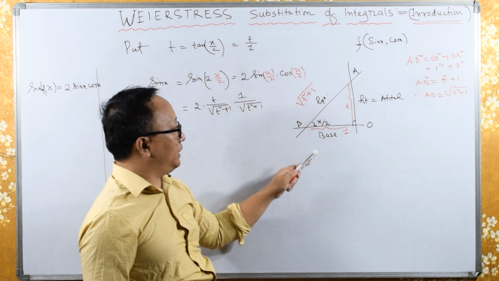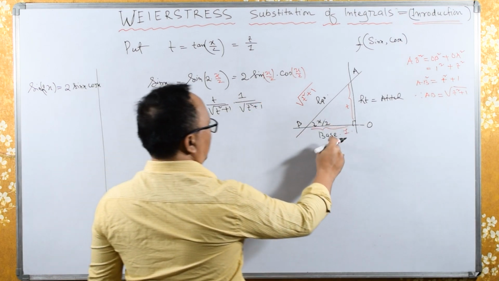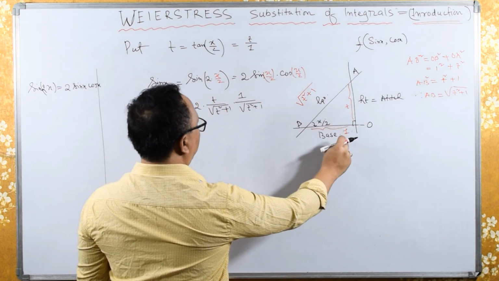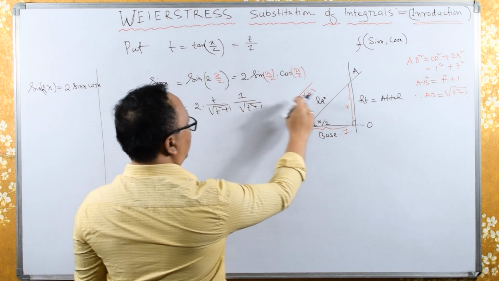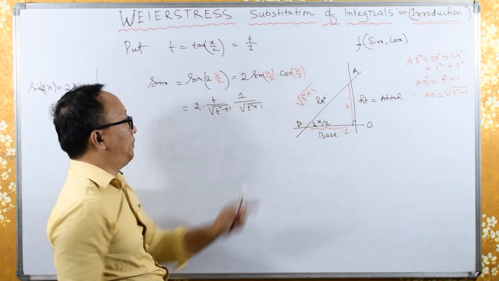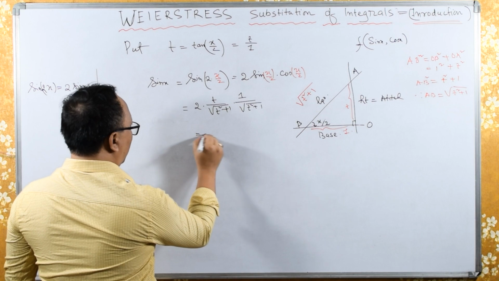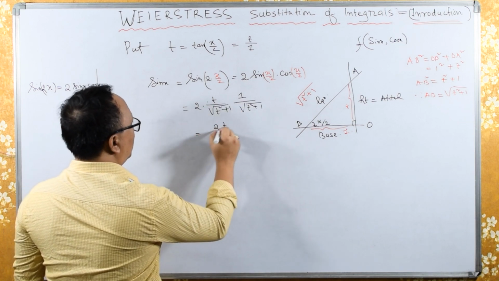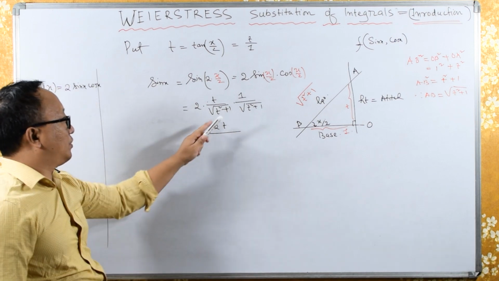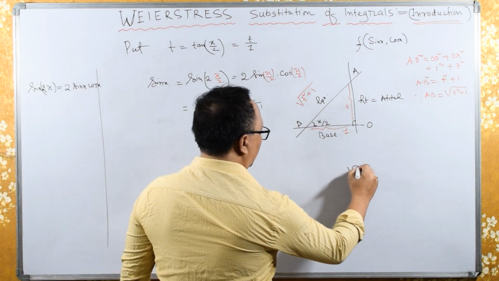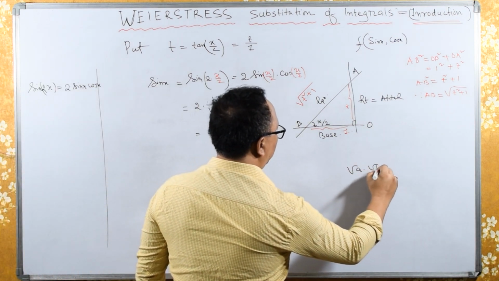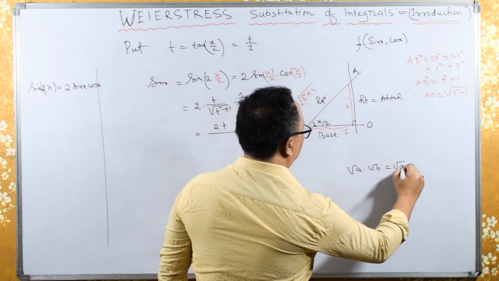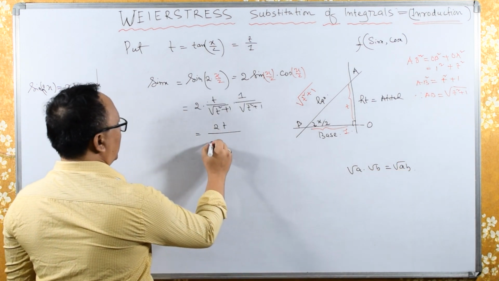Similarly, cos x by 2 is base upon hypotenuse. The base is 1, so 1 upon hypotenuse, the square root of t square plus 1. Now sin x is the same as 2 into t into 1, which is 2t. Now, square root of a into square root of b is the same as square root of a into b. So I can write it like this.